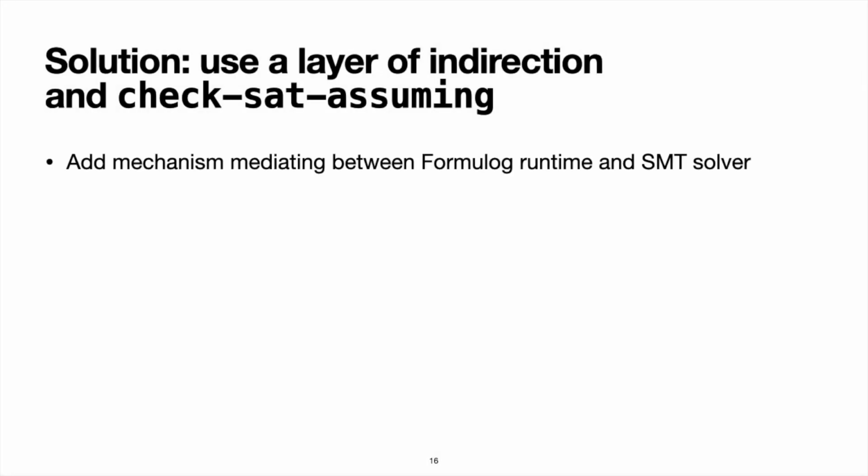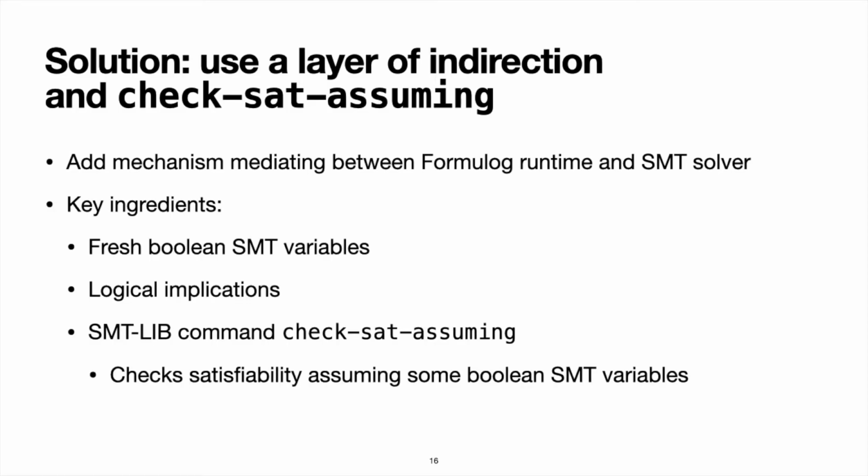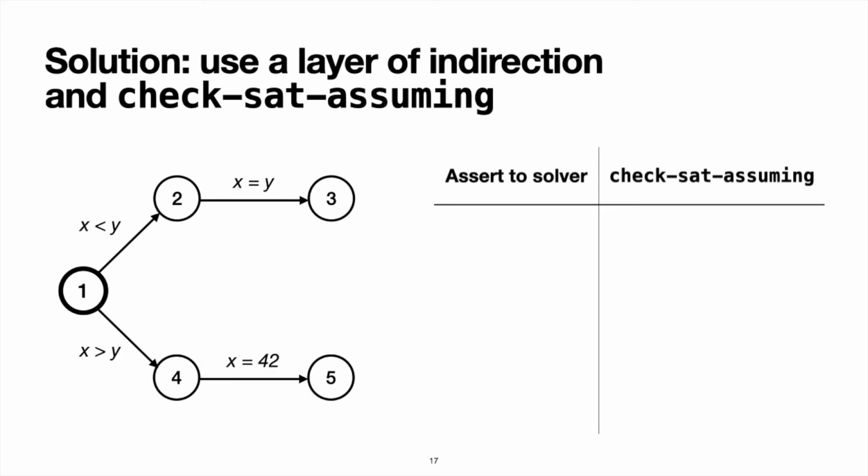Our solution to this is to add a mechanism that sits between the Formulog runtime and the SMT solver. This mechanism is pretty simple and just has a few key ingredients, such as fresh Boolean SMT variables, logical implications, and the SMT-LIB command check-sat-assuming. Now let's go back to our example. When we explore this first edge, we're going to assert to the solver that A implies x is less than y, where A is some fresh Boolean variable, and then we'll ask the solver to check satisfiability assuming A.